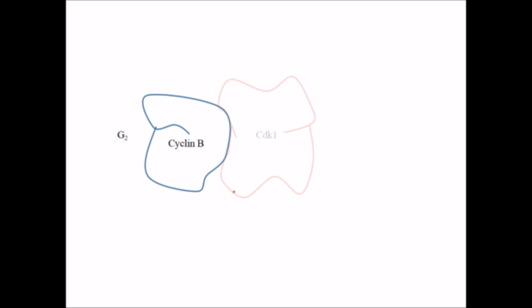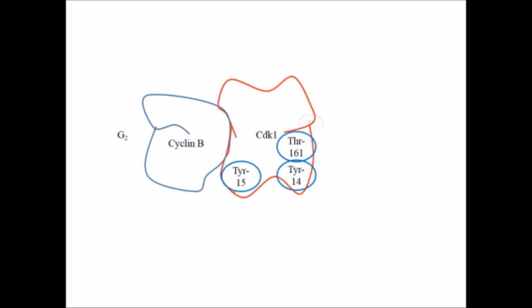In the G2 phase, cyclin B is synthesized, and when it's synthesized, it will bind to the CDK1. And CDK1 has three sites: threonine 161, tyrosine 15, and tyrosine 14, which are phosphorylated. Okay, when threonine 161 is phosphorylated, it will activate cyclin B.